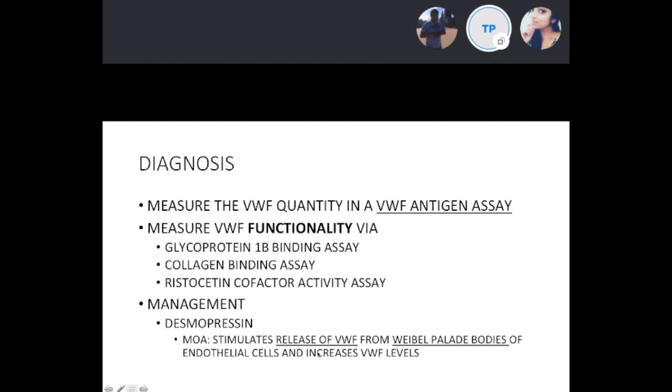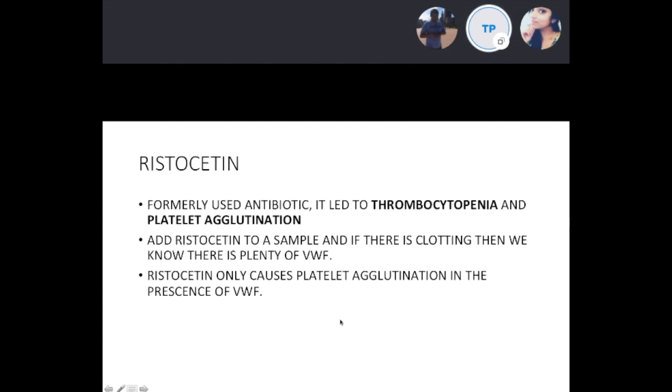And I know actually Yash has talked about this as well in detail. Okay, but a little bit more about Ristocetin.